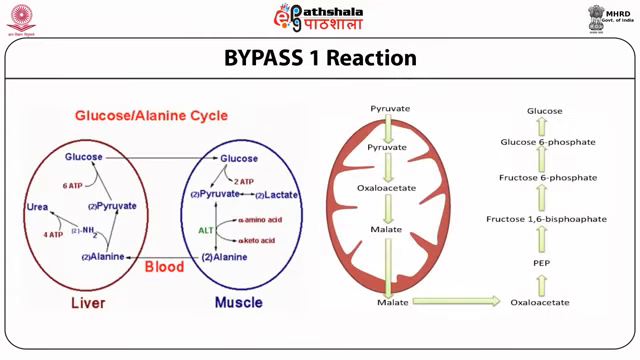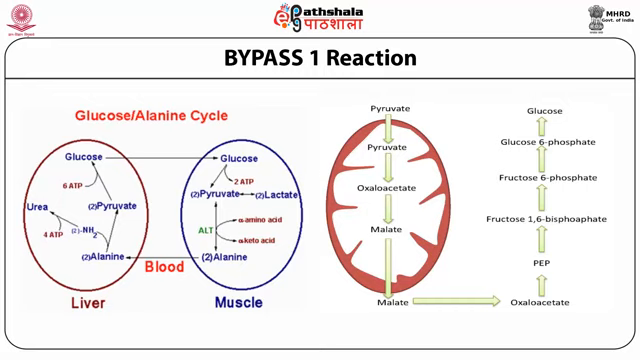For gluconeogenesis to proceed further, the oxaloacetate must be transported to the cytoplasm, for which no mechanism exists in the cell. At the same time, free diffusion is not possible. Three distinct reactions help in this matter: bypass reaction 1, transamination to aspartate, and reduction to malate.